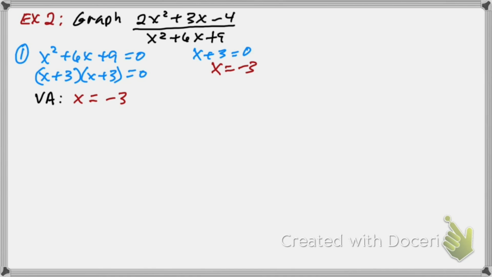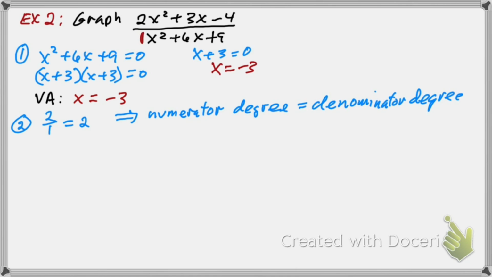Okay, how about horizontal asymptotes? Now, in our first example, the degree of the numerator was smaller than that of the denominator. Here, the degree is 2 in both of them. So what do we do? We just make a fraction. Now remember, there's a 1 sitting here in front of that x squared. So I just make a fraction 2 over 1, because the numerator's degree is the same as the denominator's degree. What does that tell me? It tells me that the horizontal line y equals 2 is our horizontal asymptote.